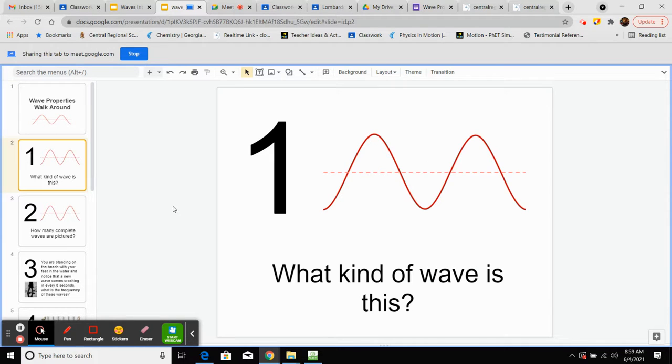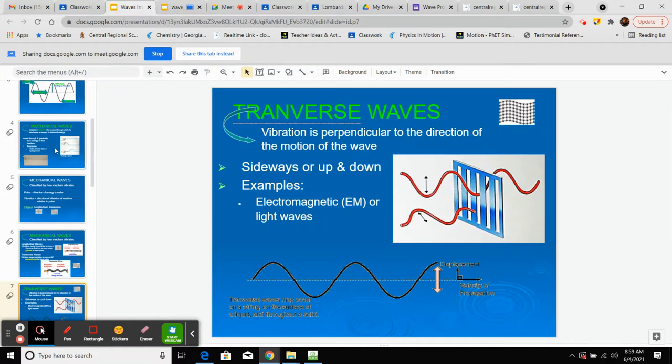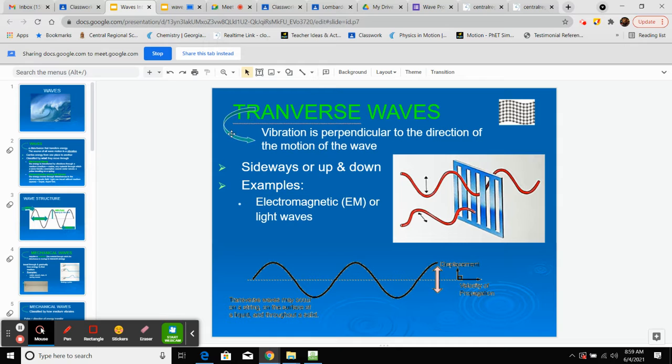Number 1. What kind of wave is this? Yep. Well, you definitely want to know that, because when we have our quiz early next week, that's going to be the simplest question you're going to be able to get. That's transverse. So transverse waves look like that.